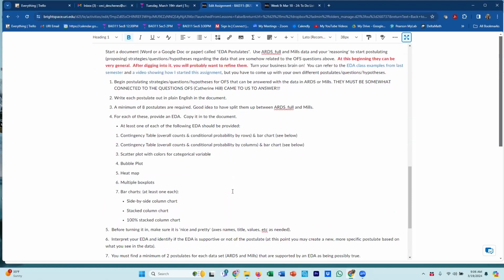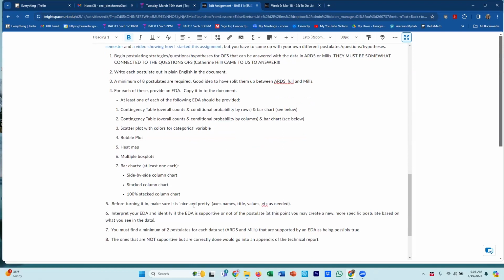tool chest of making visualizations and knowing when to make what kind of visualization. So what you're going to want to do is do a minimum of 8 postulates, and you're going to want to have at least one of each of the different types of visualizations that we went over in chapter 4.